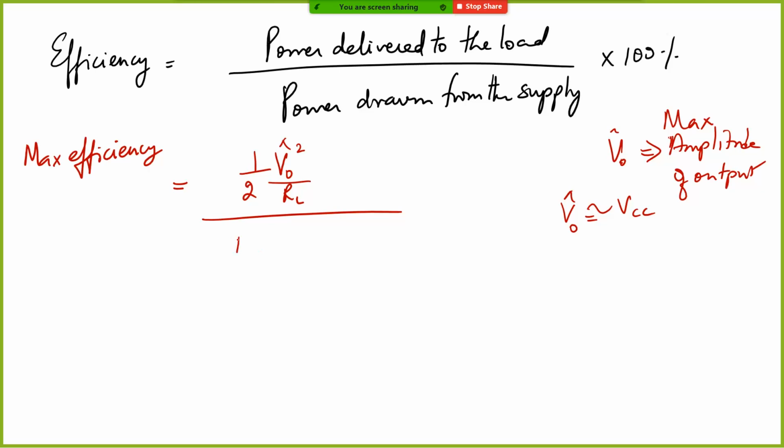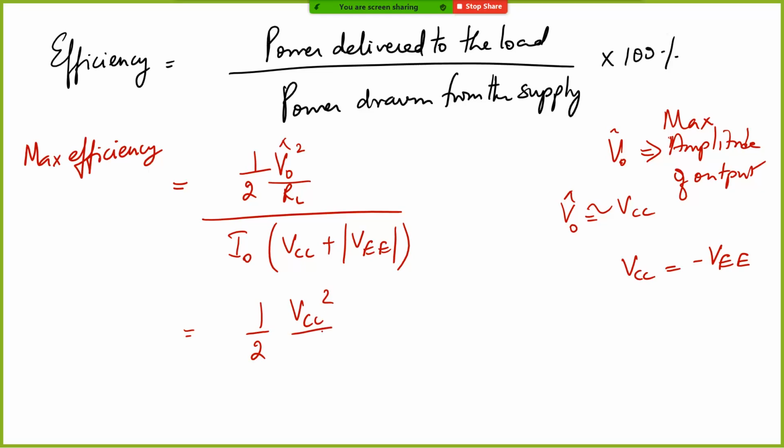It is basically I naught into VCC plus modulus of VE. Correct? In other words, you basically have 2 times VCC. If VCC is equal to minus VE, as we have seen earlier, this basically becomes half VCC squared by RL into 1 divided by 2 times VCC times I naught. And we saw that I naught is given as approximately VCC by RL, such that it can hit the bottom rails. So this can be written as into VCC into RL.